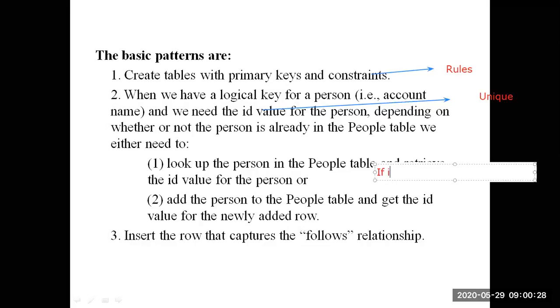if it does not exist, then we will add the person to the people table and get the ID value for the newly added row. At last I will try to insert the row that captures the follows relation. This follows relation is most important here, since you are traversing with the friend relation.